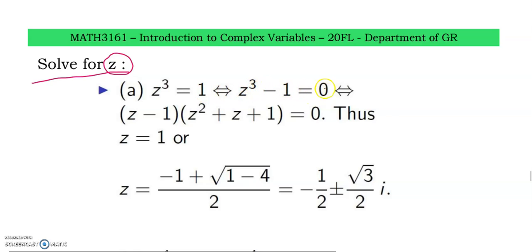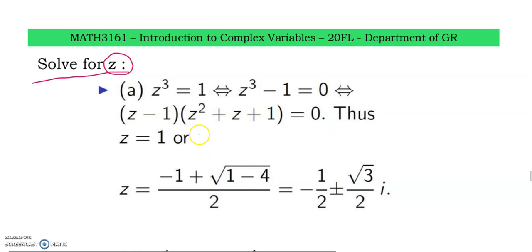Now z cube is equal to 1 is the given expression, so we write it as an equation, z cube minus 1 is equal to 0. Then you have to apply the algebraic rule, z cube minus 1 is equal to z minus 1 multiplied by z squared plus z plus 1, which is equal to 0. So here the product of these two terms is equal to 0. That's why z is equal to 1 or z squared plus z plus 1 is equal to 0.